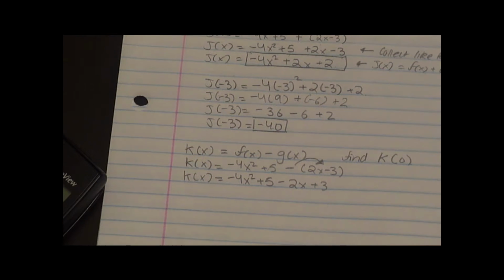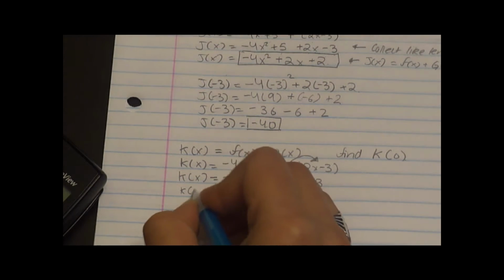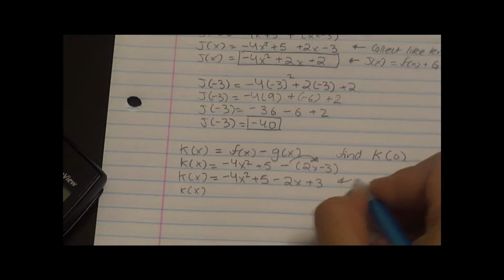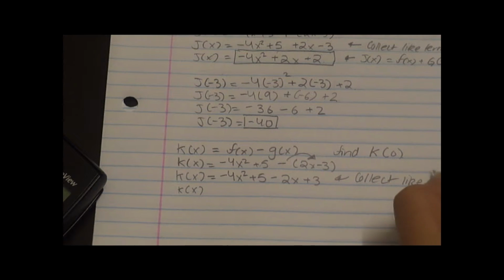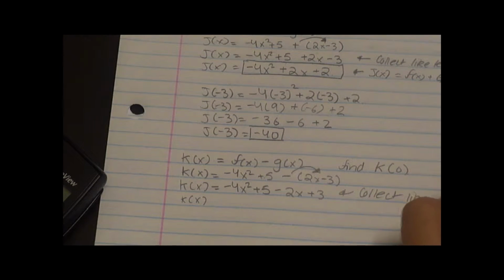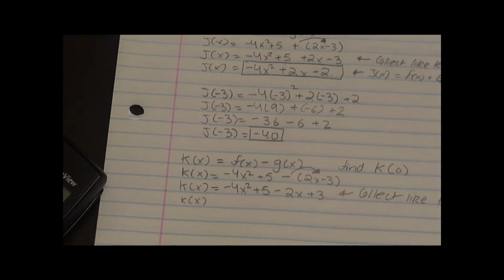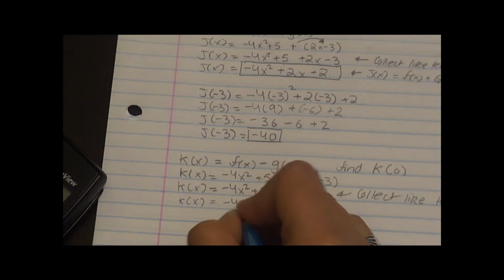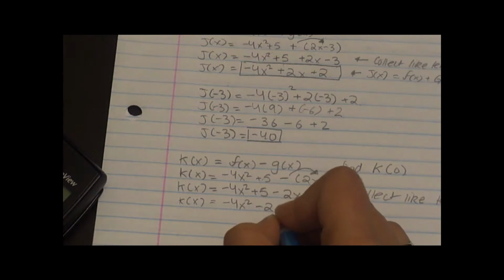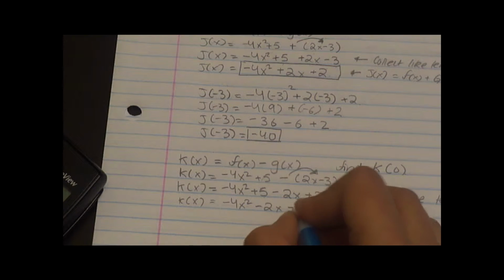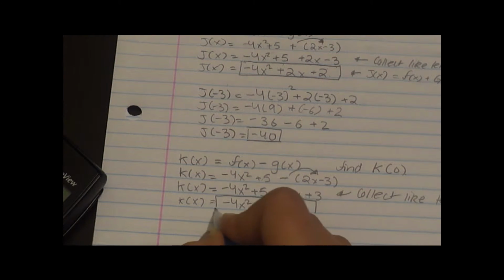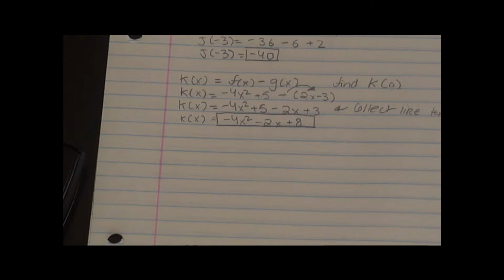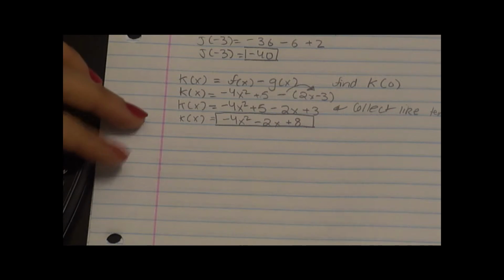Which gives you a normal expression. Now go ahead and collect like terms at this step, because we can see that there are two like terms there. We can collect the 5 and the 3. So that equals negative 4x squared minus 2x, and 5 plus 3 in this case equals 8. So it's positive 8. That's the equation for k of x.